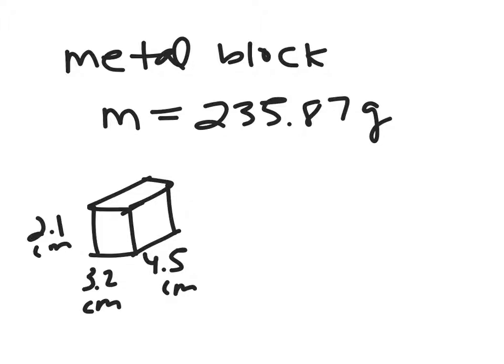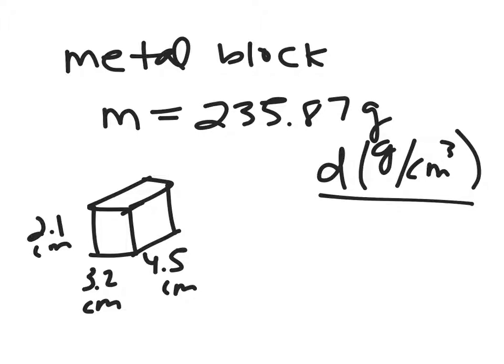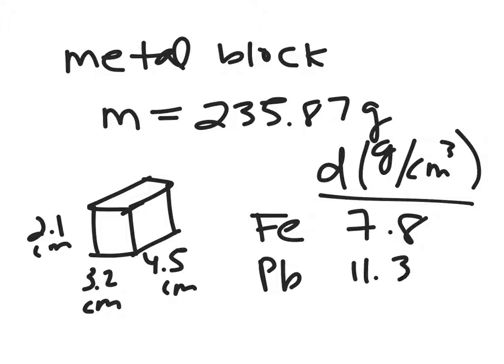And I know the density values of iron and lead. So the density, measured in grams per centimeter cubed, of iron is 7.8 grams per centimeter cubed. And the density of lead is 11.3 grams per centimeter cubed. So I need to figure out what this metal block is. I know its mass already. That was given in the problem statement up here.